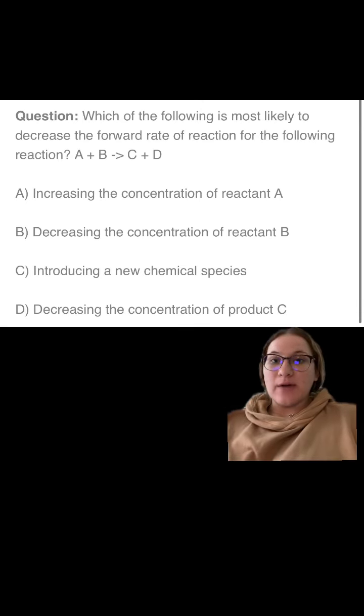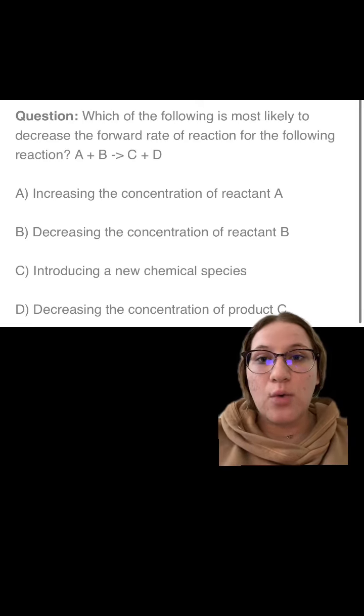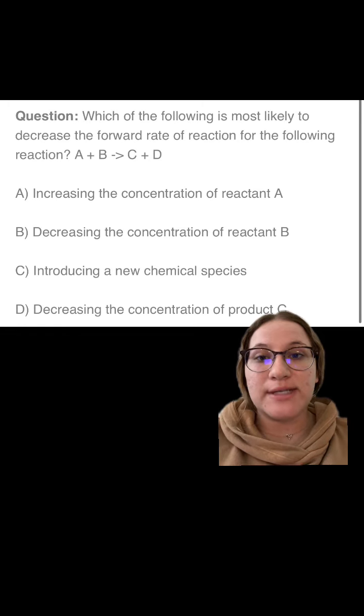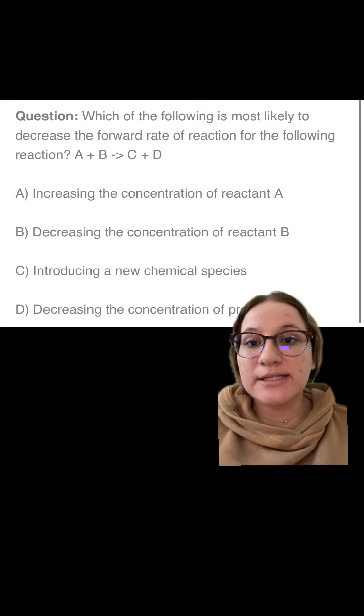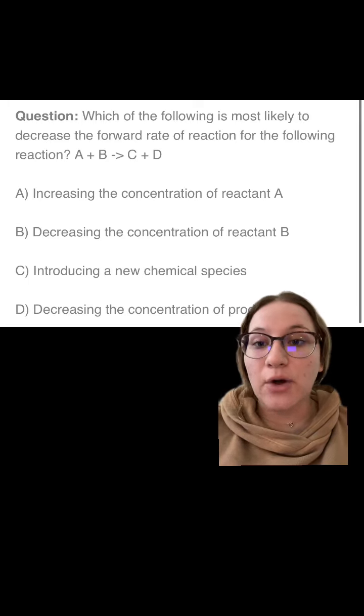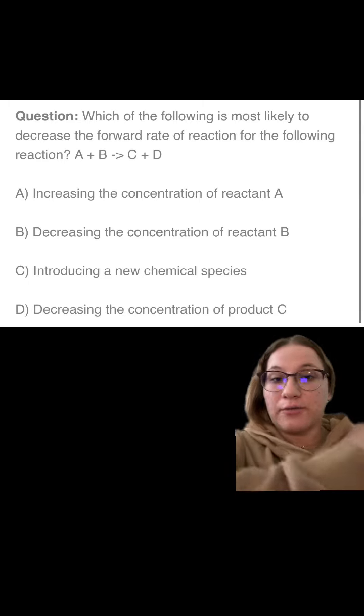So A is saying that we're increasing the concentration of reactant A. And remember, when doing this, we're trying to figure out what change is more likely to decrease the forward rate of the reaction. So if we increase reactant A, that means that our reactants are going to be higher. So we're going to see an increase in the forward rate. So A is incorrect. And then B is saying decrease the concentration of reactant B.